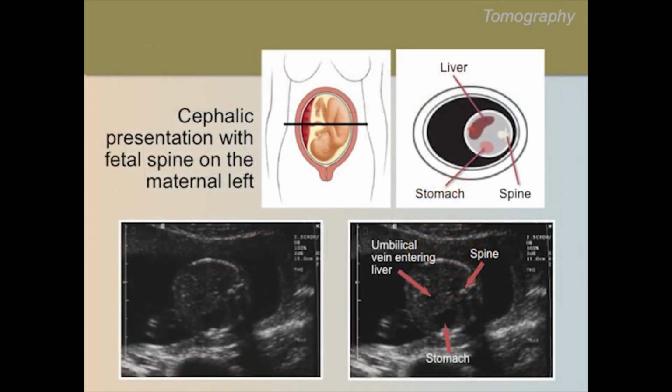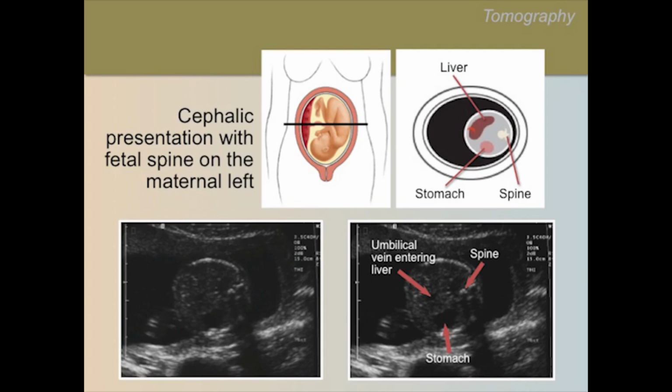Assume we have a fetus in cephalic presentation as seen above with the fetal spine on the maternal left. A single transverse scan of the fetus would result in the image above. Please note the fetal spine, stomach, and liver in the drawing, and also in the ultrasound image. Assuming fetal development is normal, the fetal stomach will always be to the left of the fetal spine.